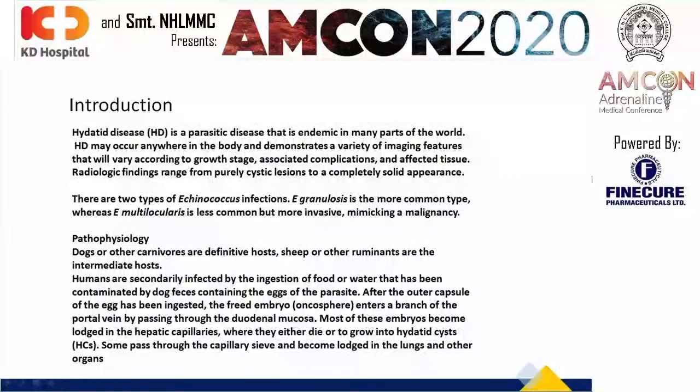In the pathophysiology of hydatid disease, dogs or other carnivores are definitive hosts. Sheep or other ruminants are the intermediate hosts. Humans are secondarily infected by the ingestion of food or water that has been contaminated by dog feces containing eggs of the parasite. After the outer capsule of the egg has been digested, the freed embryo enters the branch of the portal vein by passing through the duodenal mucosa. Most of these embryos become lodged in the hepatic capillaries, where they either die or grow into hydatid cysts. Some pass through the capillaries and become lodged in the lung and other organs. Next.